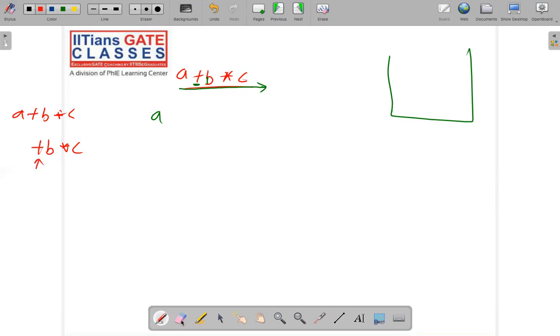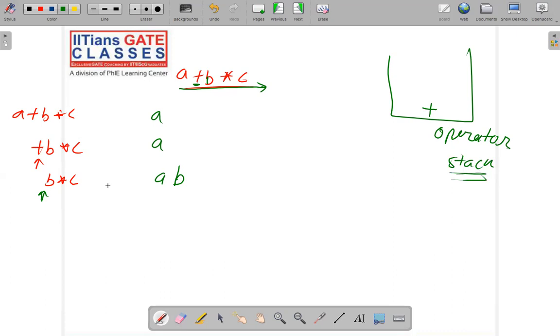So you print A and nothing else, and you push plus here in the stack. So our expression is left with B star C. Next, the pointer is on B. You will print B because B is an operand, not an operator. And this stack is the operator stack. It can only contain operators.